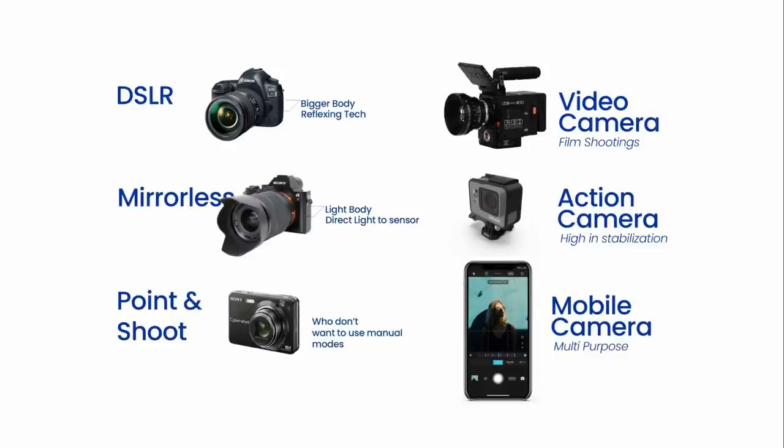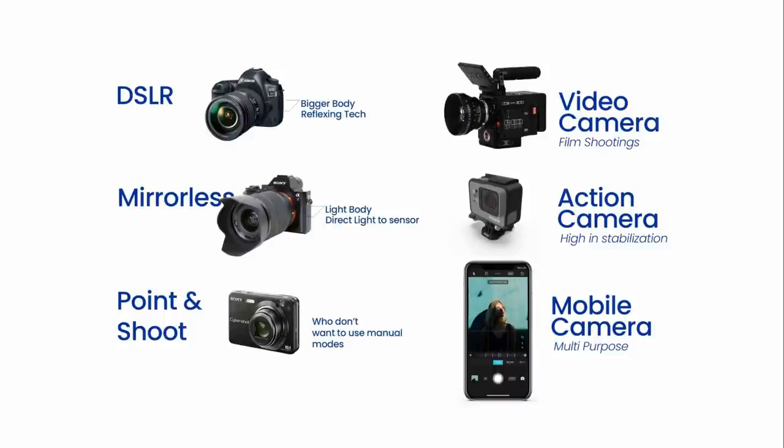DSLR and mirrorless cameras, which I'm showing you here, also have a video mode, but these cameras are basically useful for photography purpose. Here, if you can see, RED or Dragon, these cameras will be useful for professional videography. If you see any film shooting, you will mostly find this kind of camera. In this category also, a lot of brands are making them, Canon and a lot of other companies.